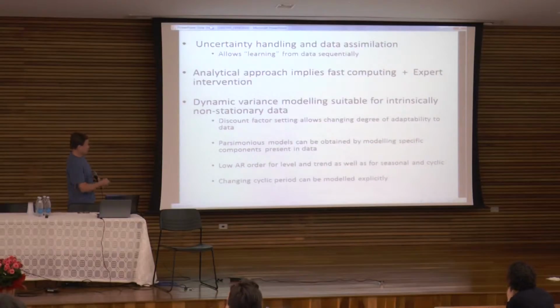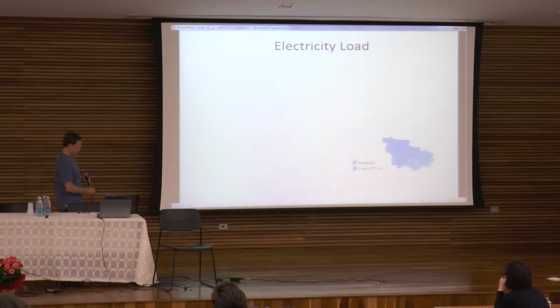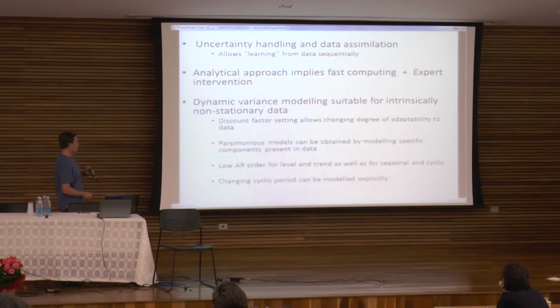Another advantage is that, compared to the classical STARs, they are parsimonious models, so you can model particular components in the most parsimonious manner possible. So usually low AR orders for level and trend, as well as for seasonal and cyclic components. Changing cyclic period can also be modeled explicitly.